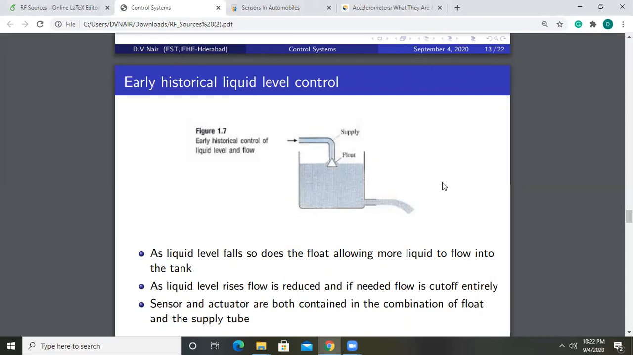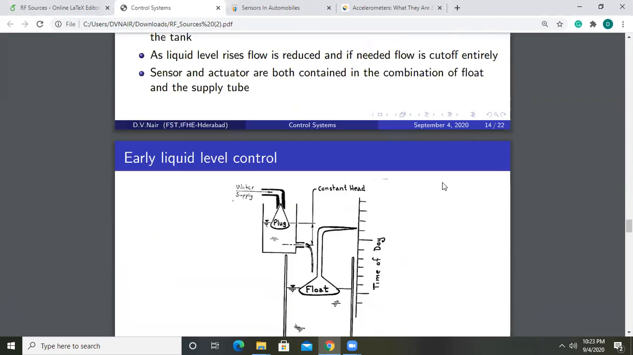And this invention even continues to be used in its different variants and modifications. One of that is seen in toilets, in filling tanks, in overhead tanks. So it even continues to serve mankind and the purpose of its invention.